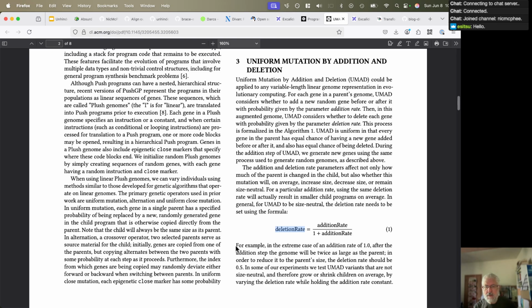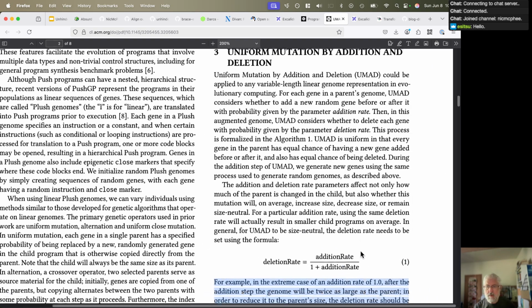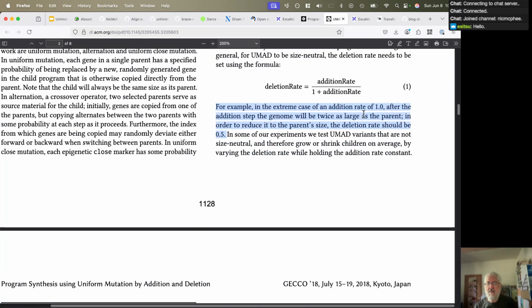So actually here, this sentence here probably is useful. So in the extreme case, let me make that a little bigger. In the extreme case of an addition rate of 1, that means we're going to add a gene at every location. Then the genome will be twice as large as the parent. And in order to reduce it to the parent size, we need to remove half the genes. So if we started with 100 genes, we now have 200. We need to get back to 100, so we want to remove half the genes. So we need a deletion rate of 0.5, right?